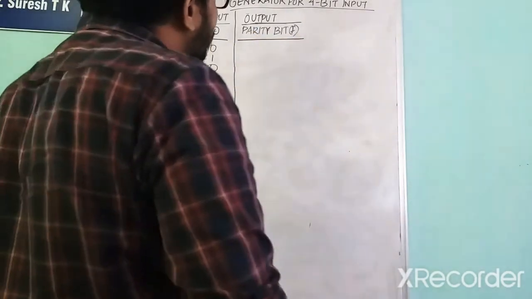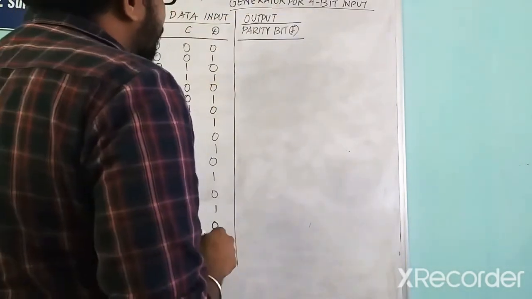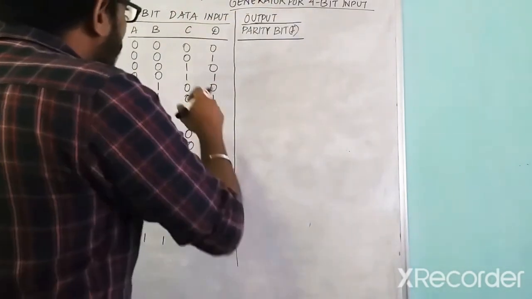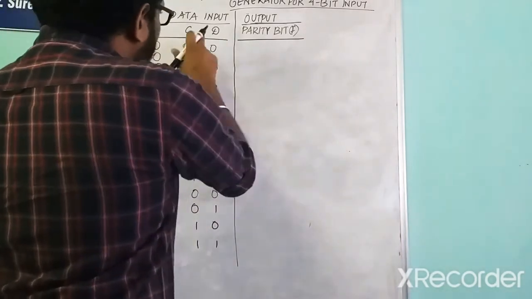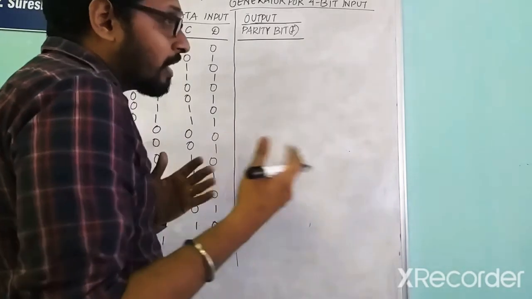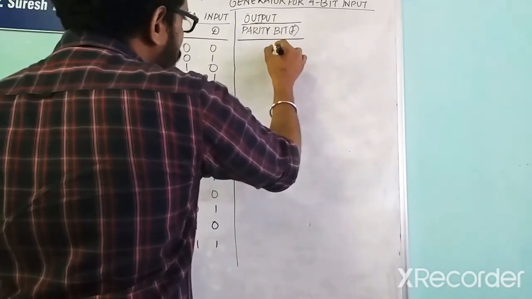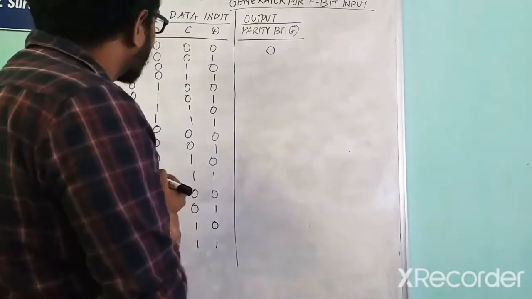Here we are going to construct an even parity bit generator. For 0000, we don't need to add any ones there, so the parity bit here is 0.